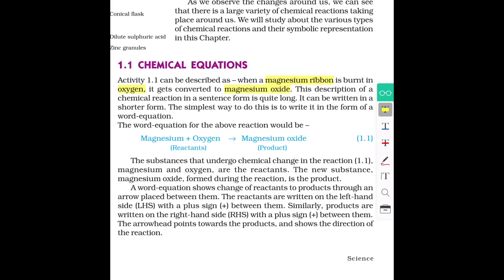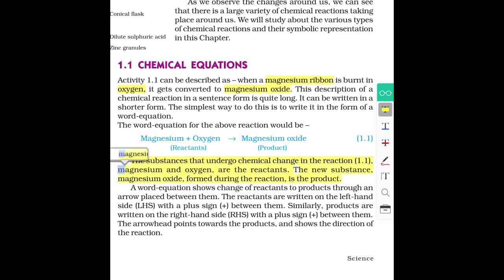Magnesium plus oxygen gives magnesium oxide. Here magnesium and oxygen are called reactants and magnesium oxide is called the product. The substances that undergo chemical change in the reaction, that is magnesium and oxygen, are called the reactants. The new substance that is formed during the reaction, for example magnesium oxide here, is the product.